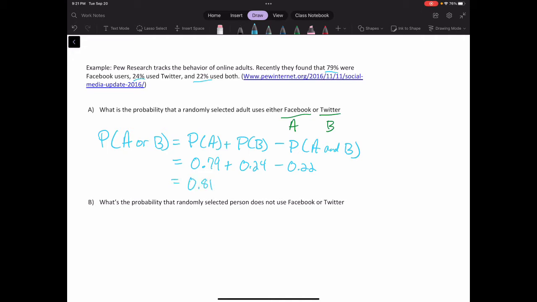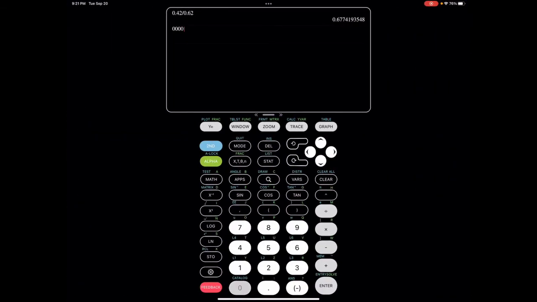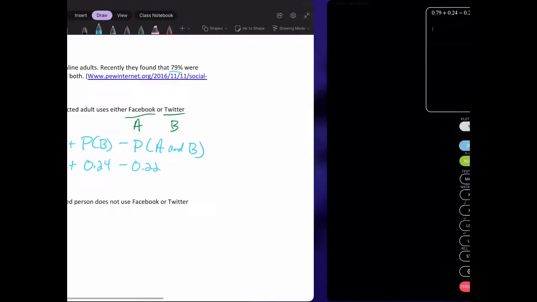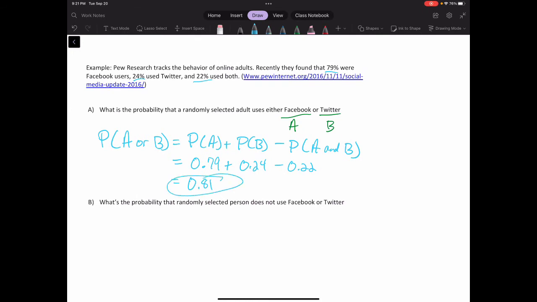If we go to our calculator here, the answer is 0.81. But let's verify that. We take 0.79 plus 0.24 minus 0.22, and we get 0.81. So there's an 81% chance that we select a person that's either a Facebook user or a Twitter user.